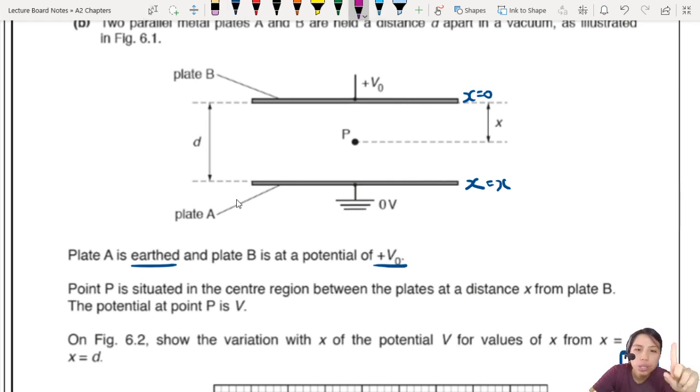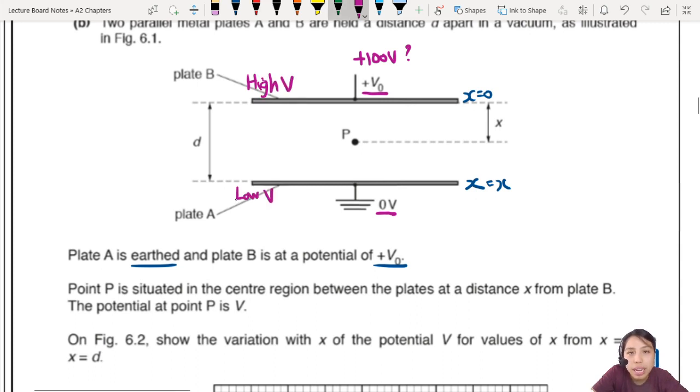Let's write out the potential. Which one do you think is higher? If you look carefully, this is 0 volts. This is plus, I don't know how much, maybe plus 100? Some value. So this is definitely going to be the higher V plate, and this is going to be the lower V plate. Higher potential, lower potential. The electric field lines will be something like this, and everything is pointing from high to low. These are all the E fields.